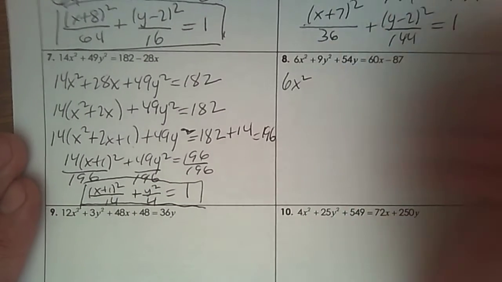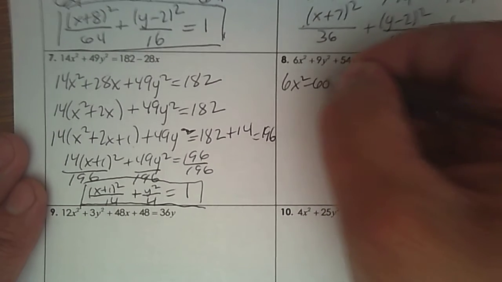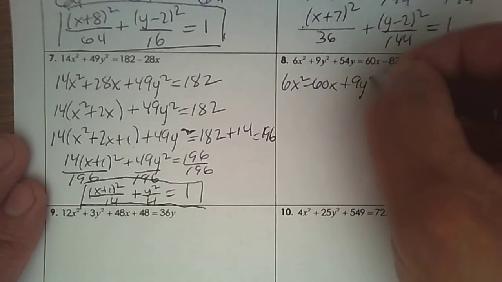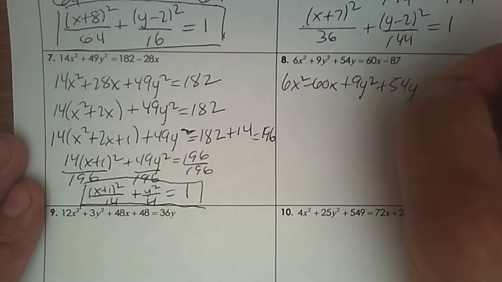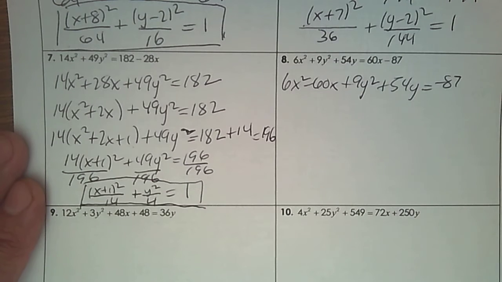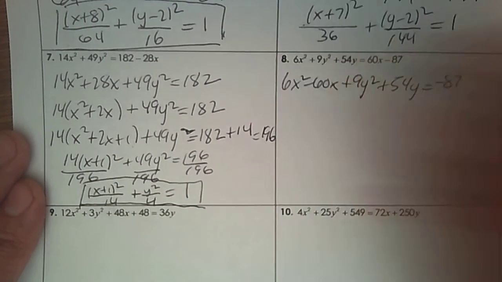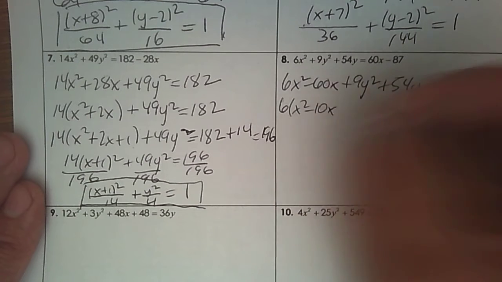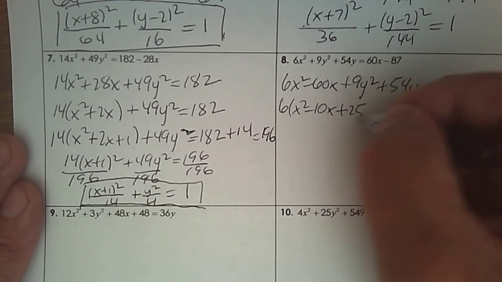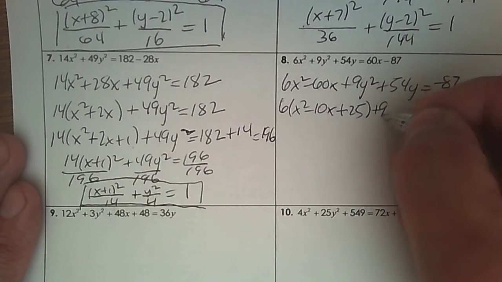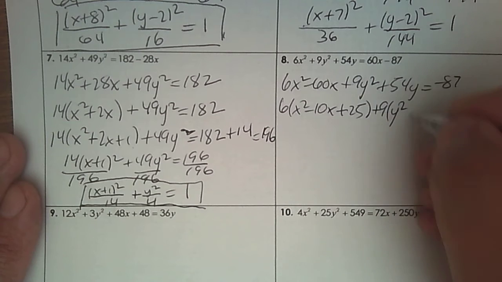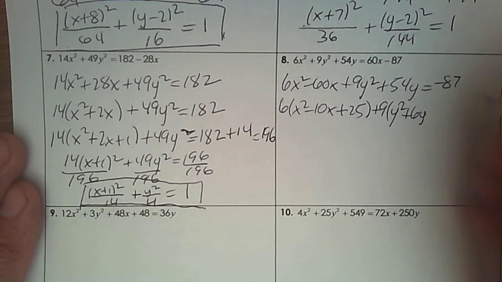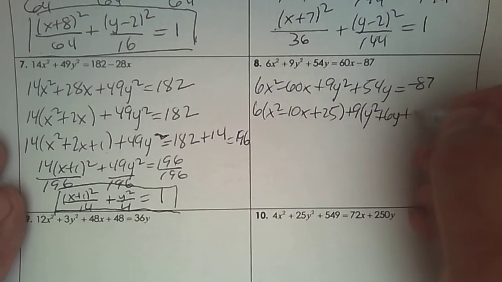X's, 6x squared, subtract 60x, 9y squared plus 54y. We're leaving negative 87 on the other side. Factor out the 6, and you're left with 10. Divide by 2 and square, that's 25. Factor out the 9, that's 6. Divide by 2 and square, that's 9.